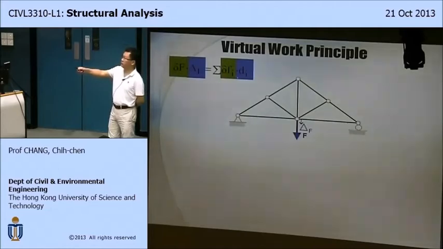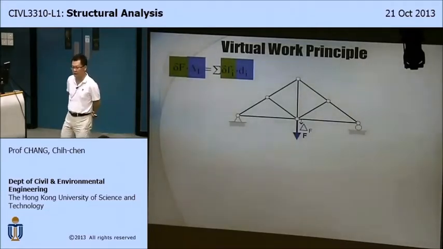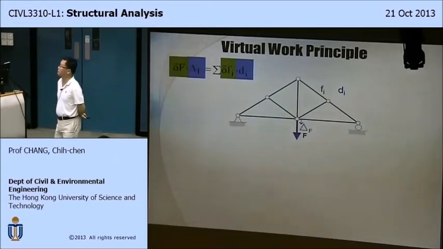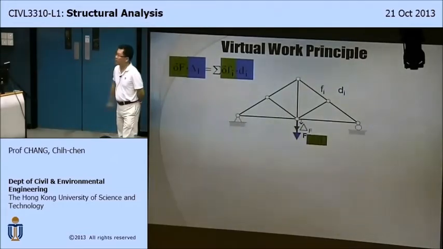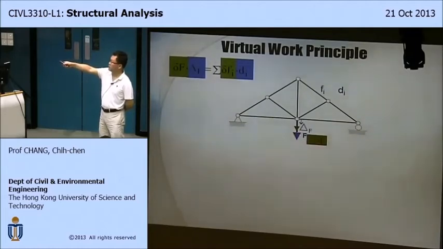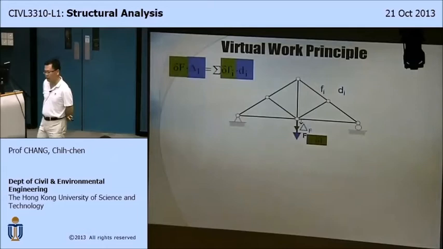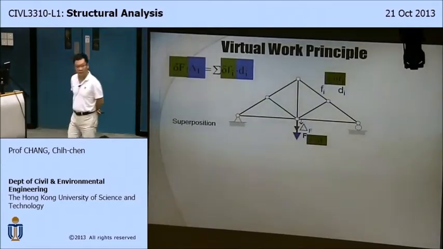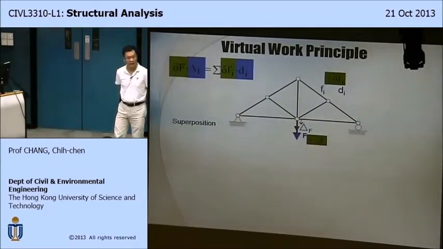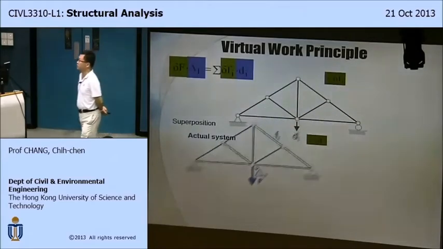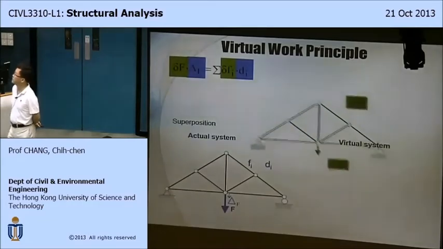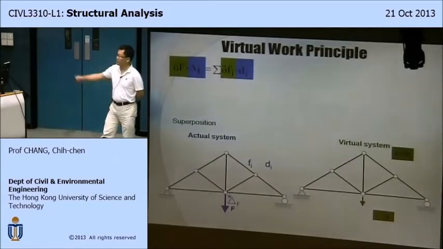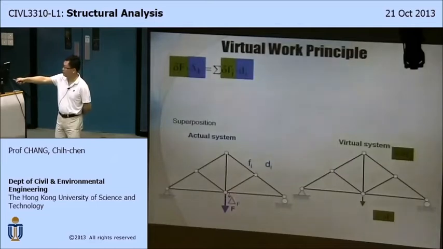So basically, you have two worlds going on here. One is a real, the other is virtual. So this is real, this is real. This is virtual. Force, these two are forces, right? So according to linear structure, we can do superpositions. All right? So we can do superpositions. One on the real and the other on the imaginary, and then superimpose them. So this is a real system. This is the imaginary system. All right? So I want to find this.